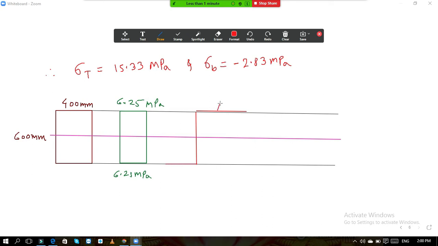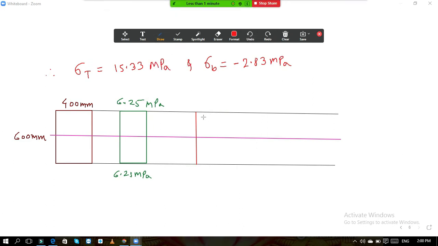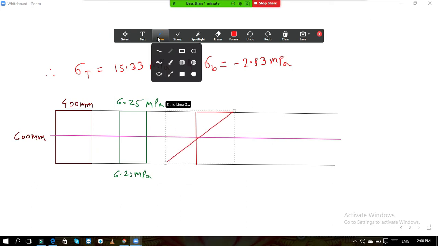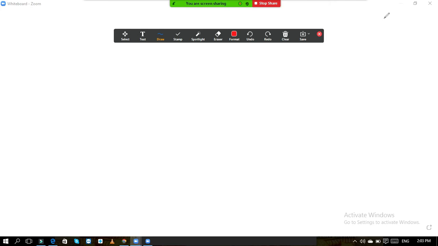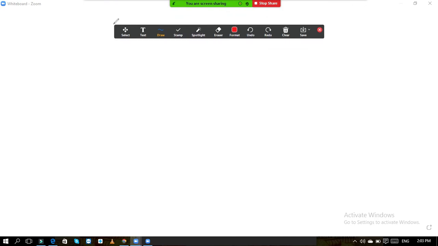So if I plot it, this is the diagram. Now the final stress distribution diagram is already known to you. For that incomplete diagram, that is your homework. You will complete the remaining stress distribution diagram.